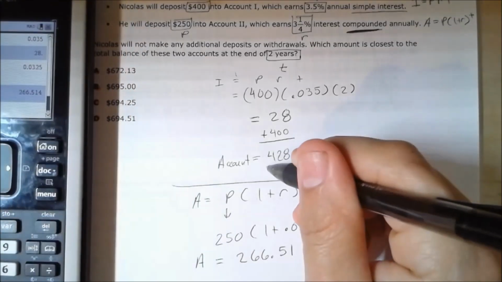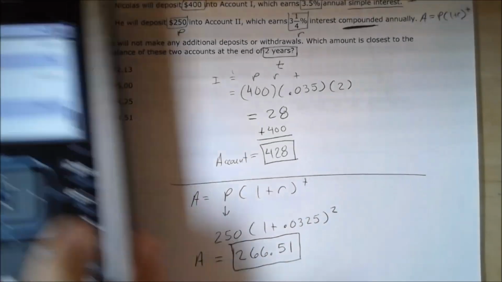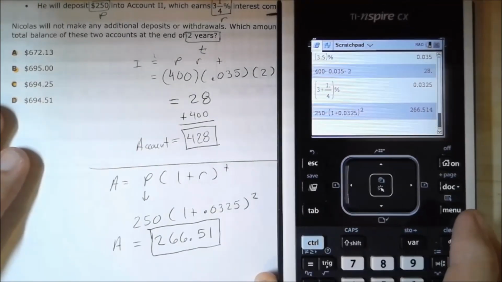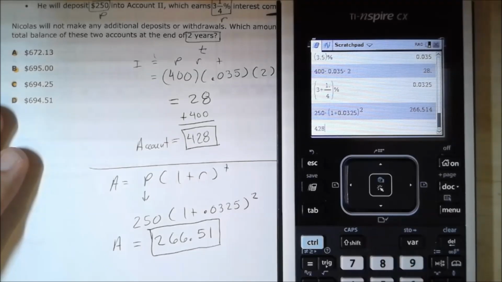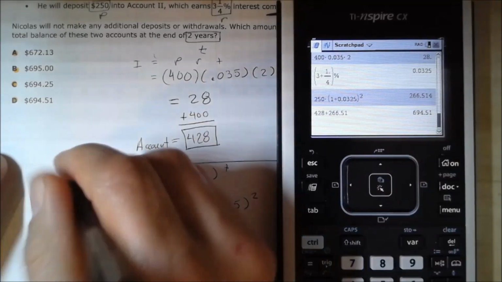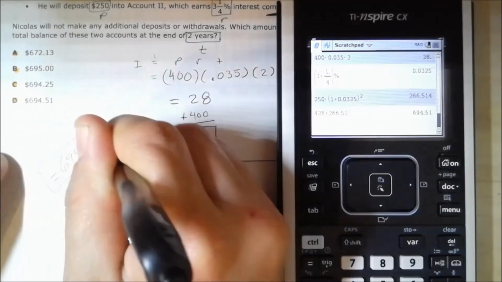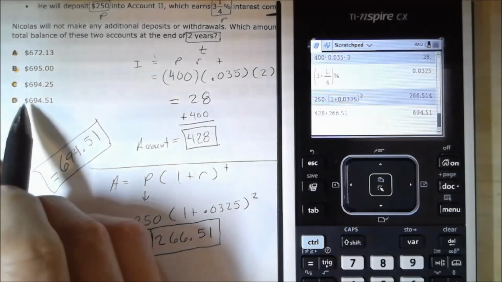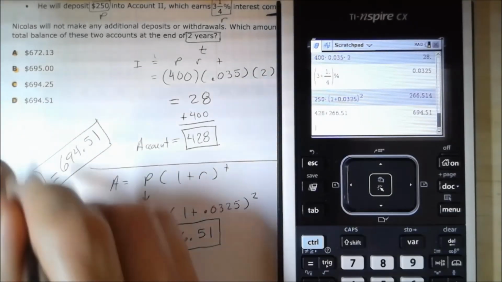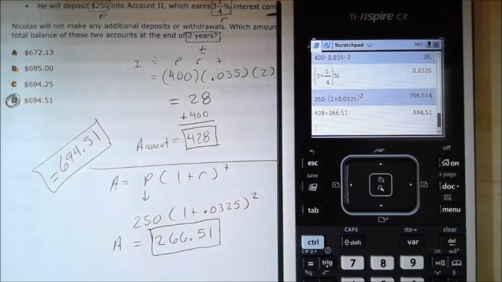Now we need to add these two values together. We're going to add 428 and 266.51, and that'll be our final answer. So we have $428 in one account, $266.51 in the other account. That gives me $694.51. So I'm looking for a total of $694.51. The correct answer is D. Go ahead and pause this video when you're done and move on to the next problem and see if you can figure it out.